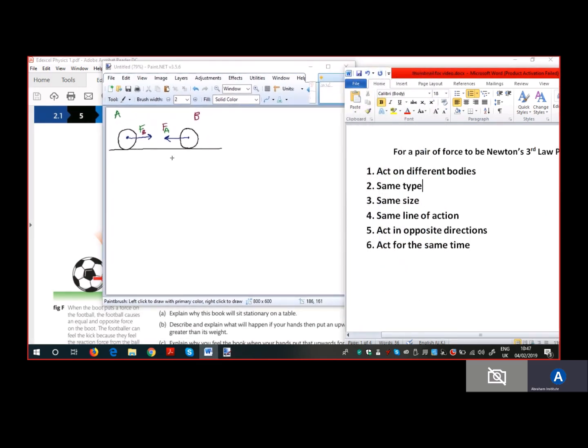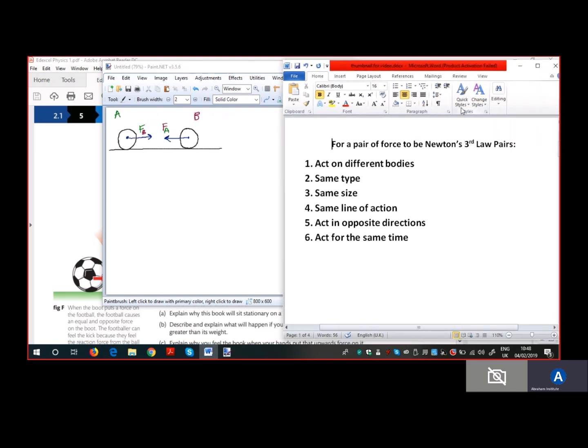So here you have 2 objects, maybe one may be a pen and the other may be a book. So I model them as a particle, like using a circle like this. So if you use this one, then check these criteria. They act on different bodies. One force acts on one body, the other force acts on the other body. Then same type: both are gravitational forces of attraction. Same size: both are the same size.